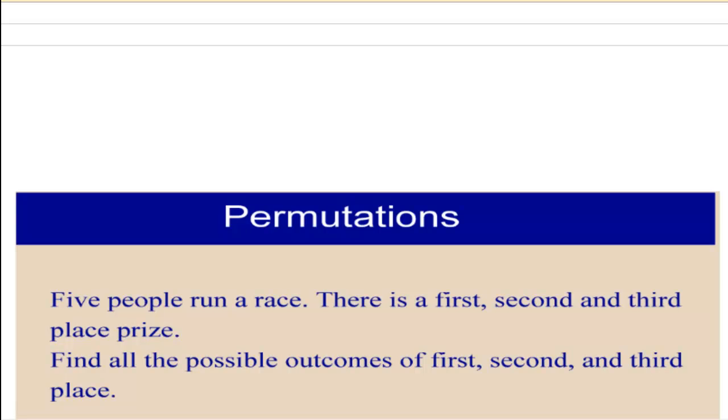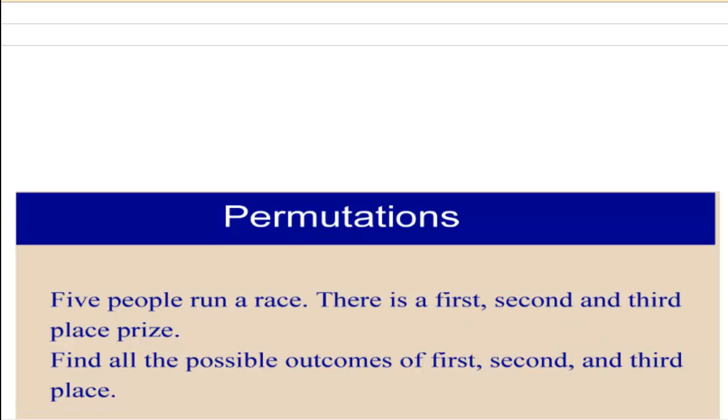Next, we're going to learn about permutations. So let's look at an example to help us think about how we would approach permutations. In this example, 5 people run a race. There is a first, second, and third place prize. Find all the possible outcomes of first, second, and third place.